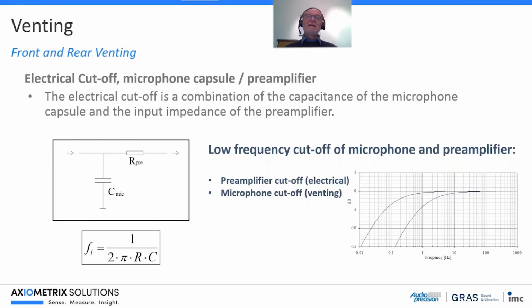Then we are talking about an electrical cutoff, microphone and preamplifier, and the acoustical cutoff, the microphone itself, due to the venting. So the lowest frequency we can measure with a microphone mounted on a preamplifier is a combination of the electrical cutoff and the acoustical cutoff.